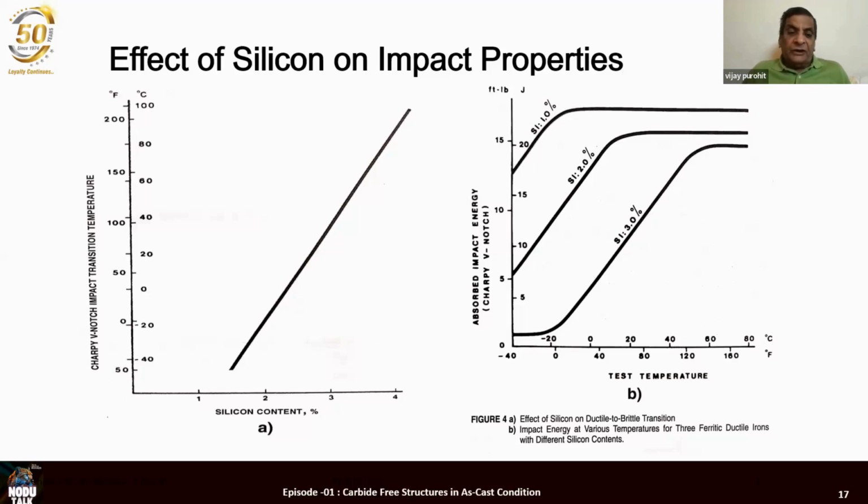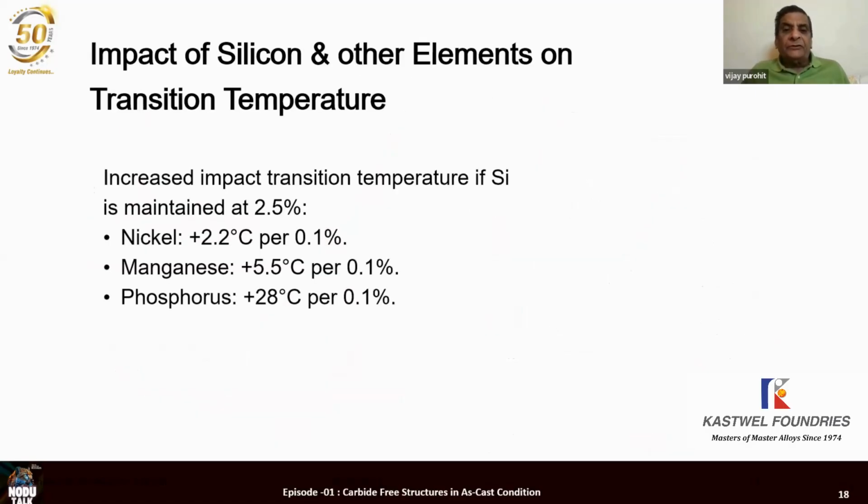So the effect of silicon on the Charpy impact temperature is shown on the left hand side. We just explained. So impact of silicon and other elements on the transition temperature. I told you, if you want low transition temperatures, the silicon has to be low. As the silicon content increases, the transition temperature increases.